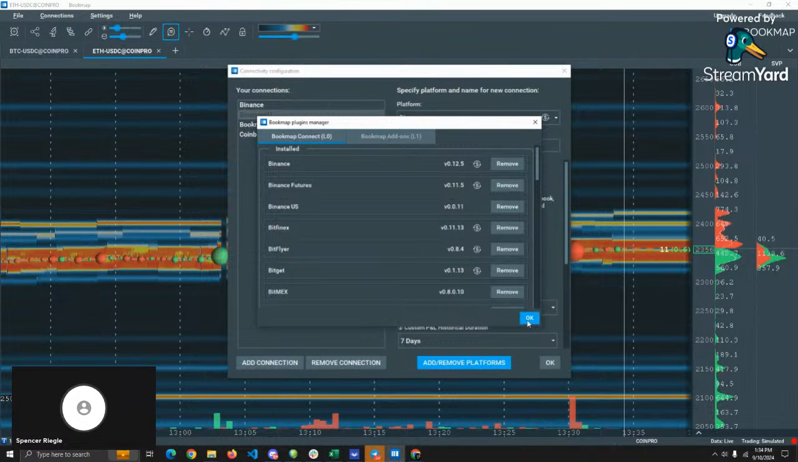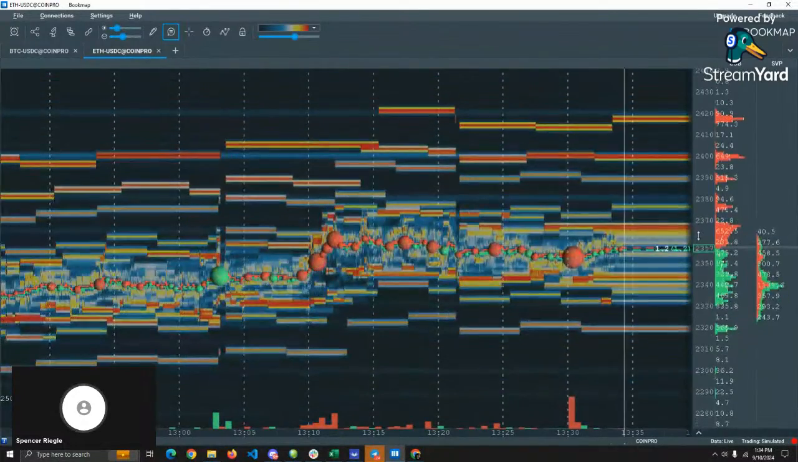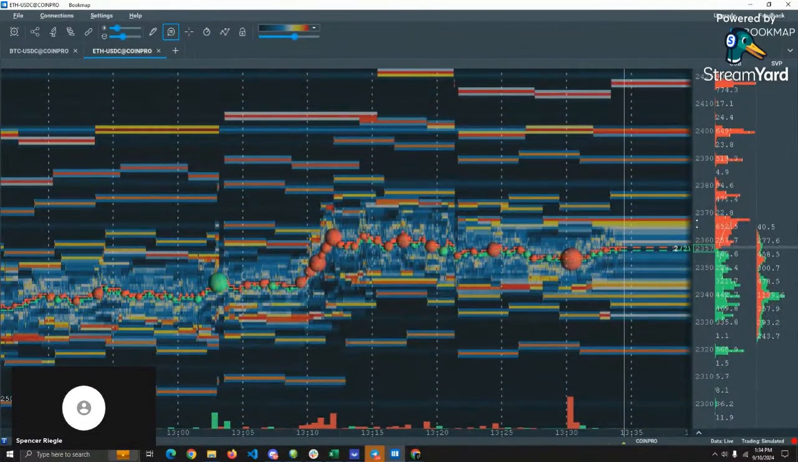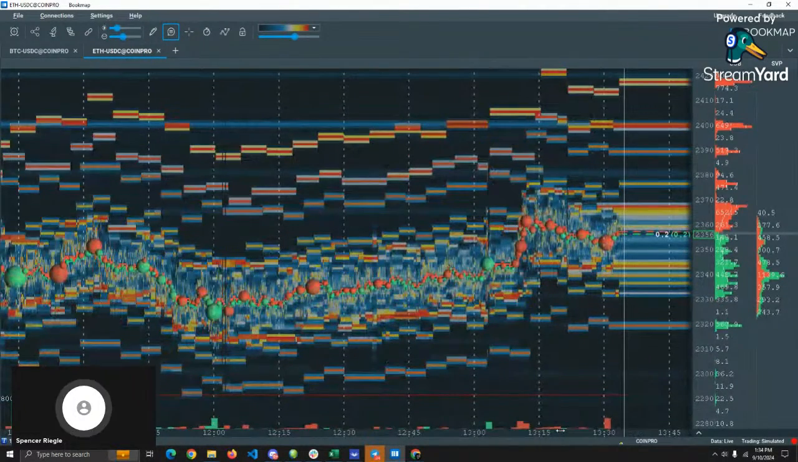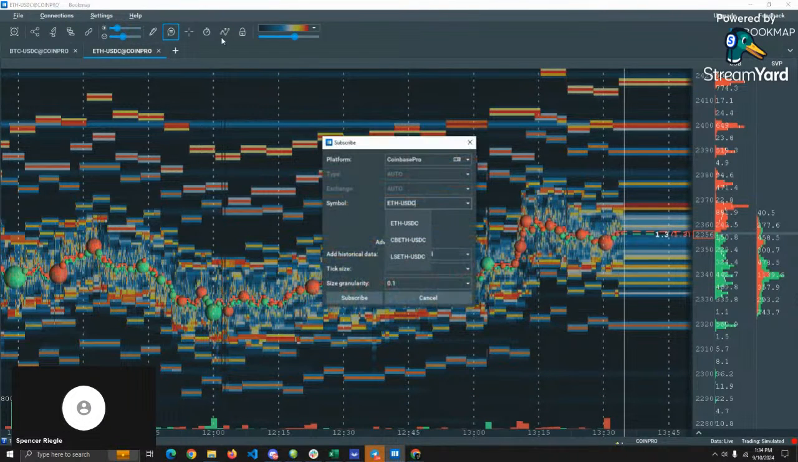I usually use Coinbase for the most part because that's the US flows. So I'm always interested in where the US money is coming in. But let's take a look at that. Let's see what we can see in there as well.